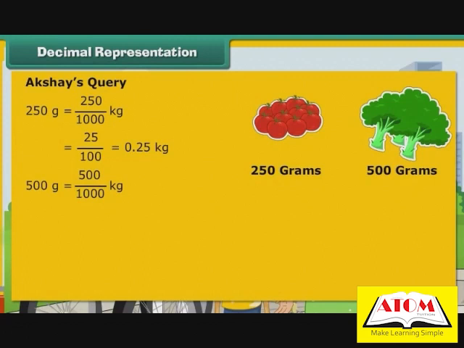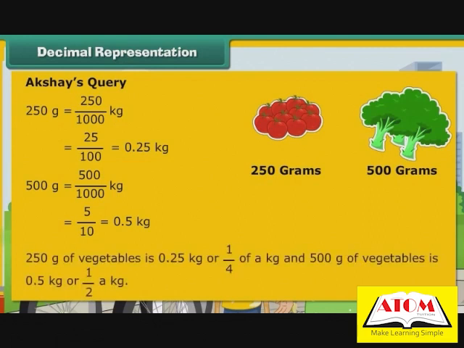500 gram is equal to 500 by 1000 kg. That is equal to 5 by 10 kg. That is equal to 0.5 or 1 by 2 kg. 250 grams of vegetables is 0.25 kg or 1/4 of a kg, and 500 grams of vegetables is 0.5 kg or half a kg.